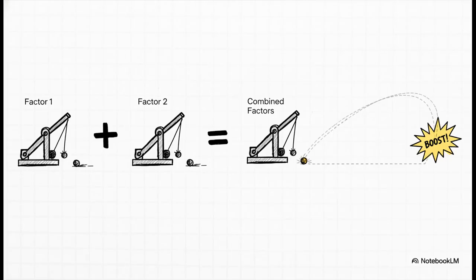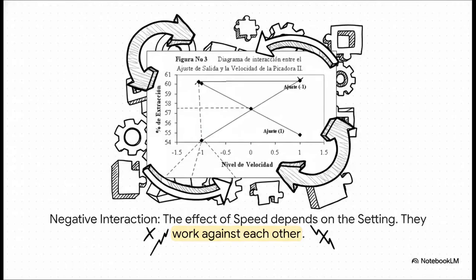And when you find a positive interaction, it's like finding a secret cheat code in a video game. Maybe a high angle plus a high tension doesn't just add a few extra feet to your launch. Maybe it creates this massive, totally unexpected boost that sends the projectile twice as far as you'd ever predict. This is how you find those huge, game-changing improvements. But it can also work the other way.